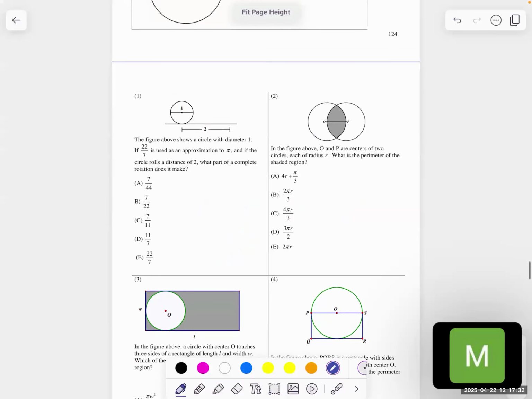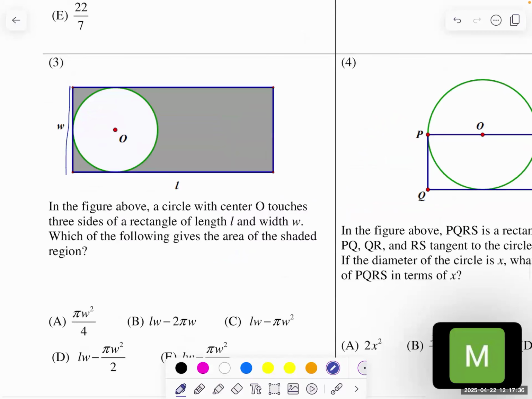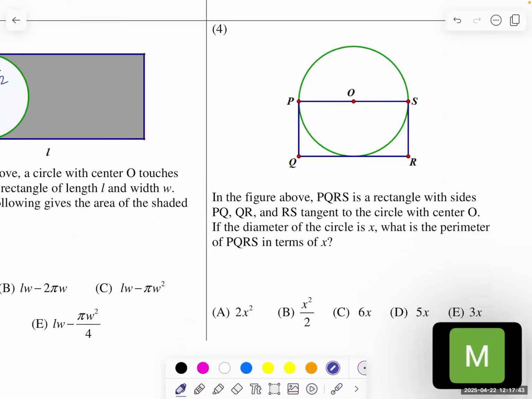For my other class, again, some hints I would think about. If this is W, then this is W over 2. Okay. For this, it tells you that if the diameter is X, you want to find the perimeter of the rectangle. So this would be X over 2, X over 2. And remember, tangents are equal. Keep that in mind.